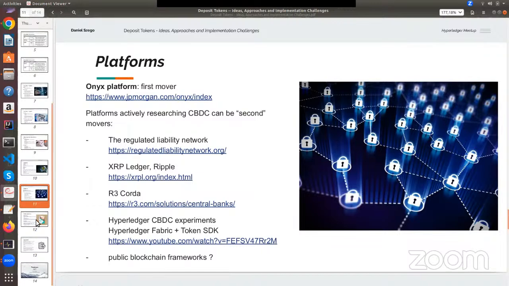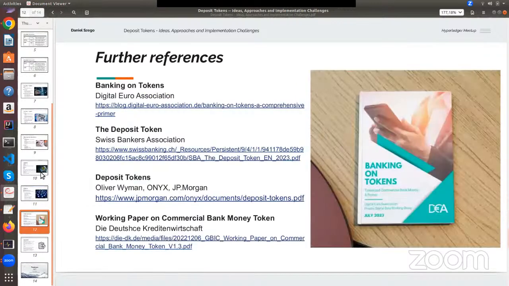And just let me summarize 2 more slides, and then we can likely jump into discussion. So I have some further references. These are basically white papers. There's Banking on Tokens from the Digital Euro Association. It's worth reading, actually. I contributed here. Then there's the deposit token paper from the Swiss Bankers Association. It's a very good white paper as well.